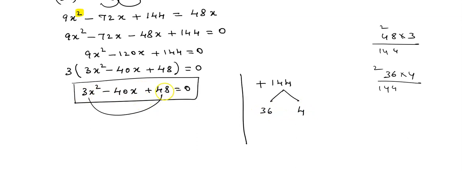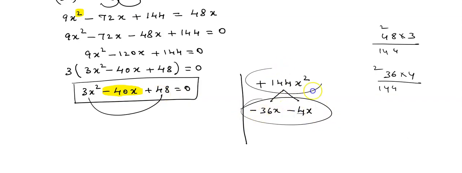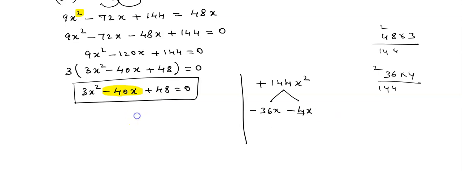So 3x square into 48 is 144x square. So right here also x, here also x. So what is the middle term? Middle term is minus 40x. So put middle term sign for bigger number. Minus into minus will become plus. So minus 36 minus 4 is minus 40. Correct? If I add this both, we get minus 40. If we multiply this both, we get plus 144x square. Yes, we are getting these values.